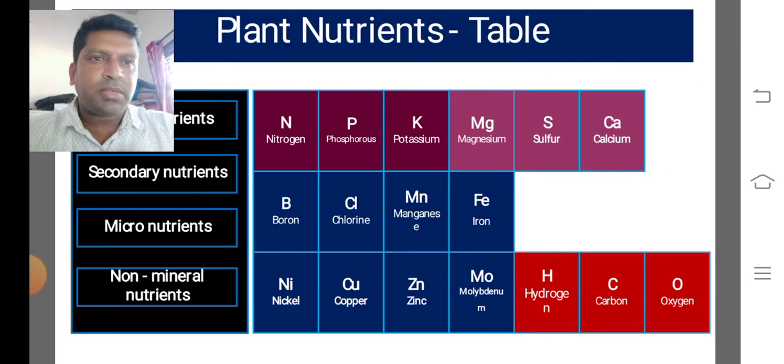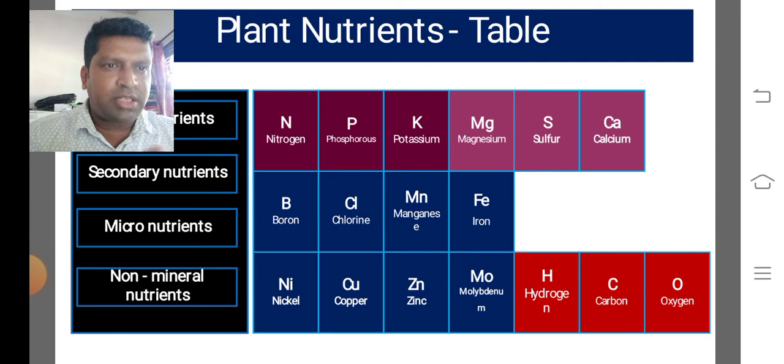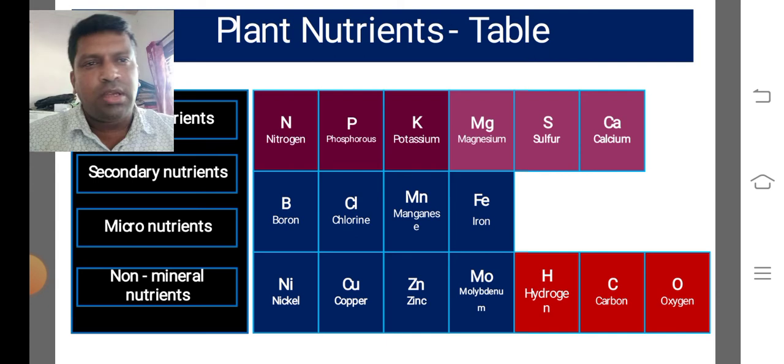Students, look at this table. This table gives the information to us, or it gives the 17 nutrients required by the plants. So in this table we can see there are 17 nutrients, and these nutrients are required by the plants for a healthy growth. These 17 nutrients are divided into four heads. We have macronutrients, secondary nutrients, micronutrients, and non-mineral nutrients.